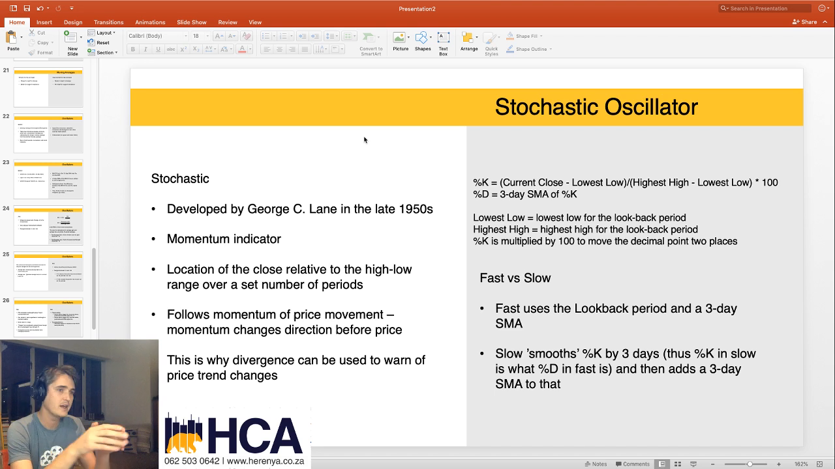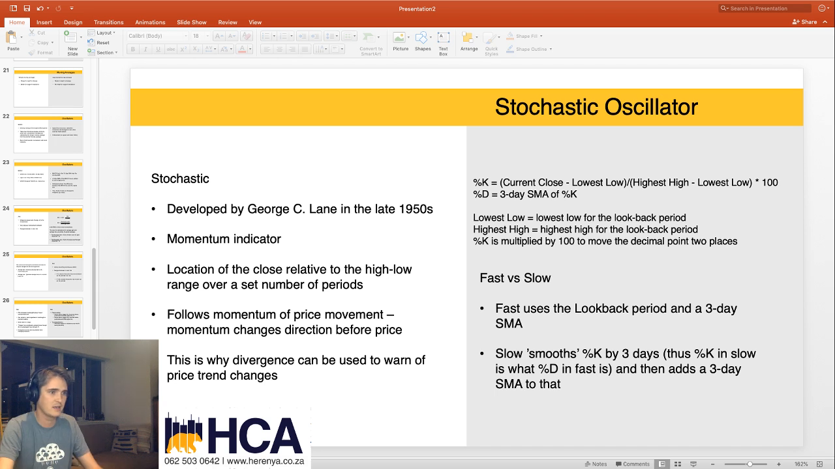That is a fast stochastic. Then there is something called a slow stochastic, which just adds another 3-day SMA. So the 3-day smoothing that we add to percentage K gives us percentage D. Then we take that percentage D and add another 3-day SMA on that, and we call that the new percentage D, and the previous one becomes the new percentage K, so we now have a slow stochastic. So we have this effective additional smoothing. A full stochastic is basically a stochastic that allows you to edit all these various things.